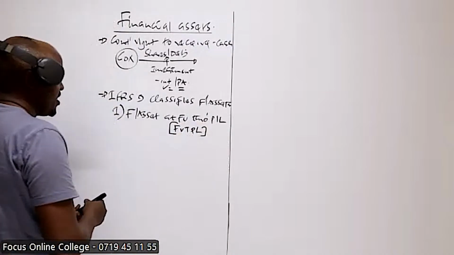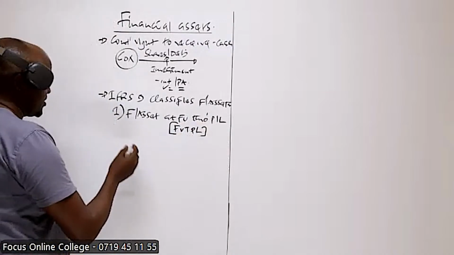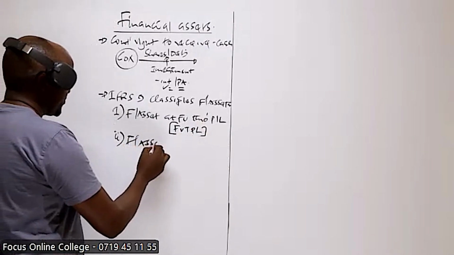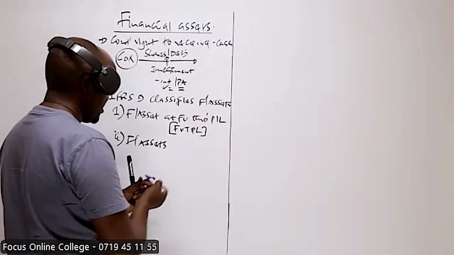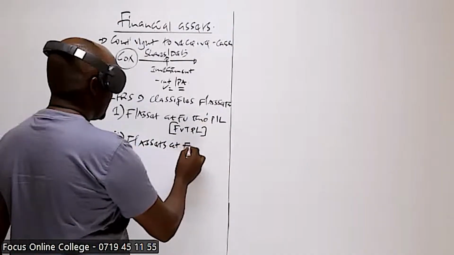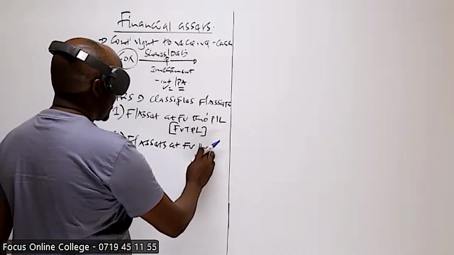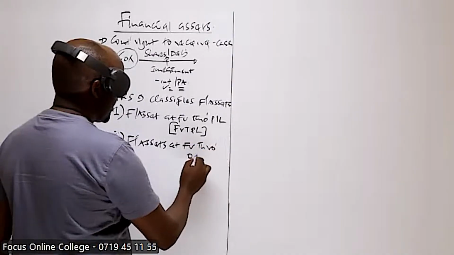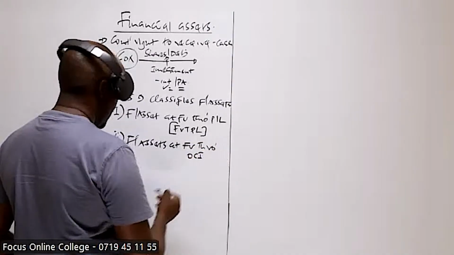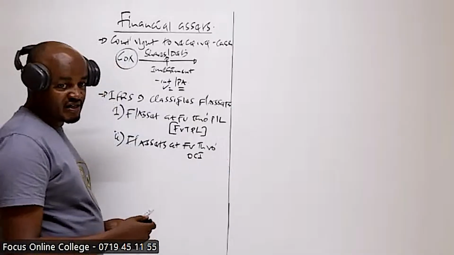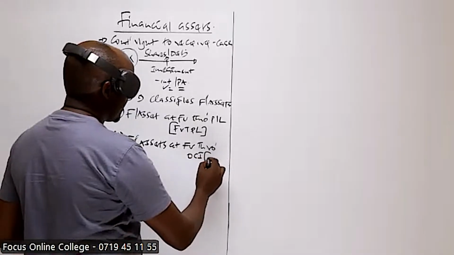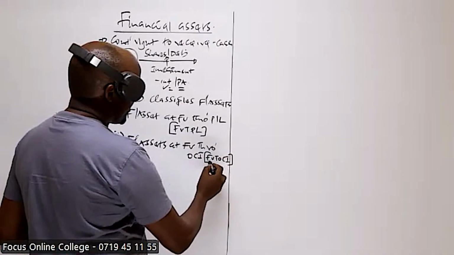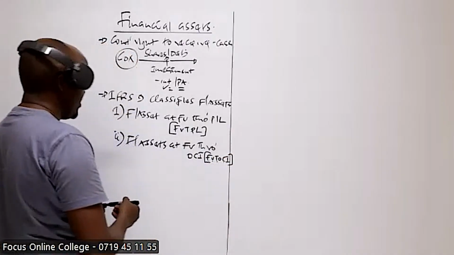Then number 2, we have financial assets at fair value through other comprehensive income. And these ones are abbreviated as FVOCI, financial assets at fair value through other comprehensive income.